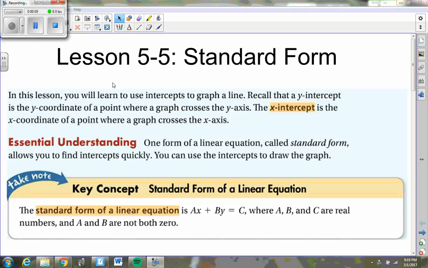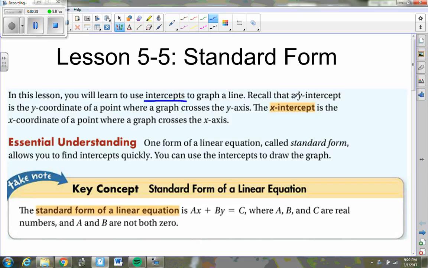In this video, we'll be looking at a new form of linear equations, our final of 3 forms of linear equations, called standard form. In this lesson, we're going to learn how to graph a line using what are called the intercepts.